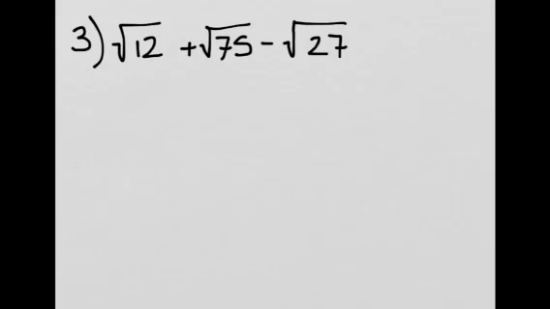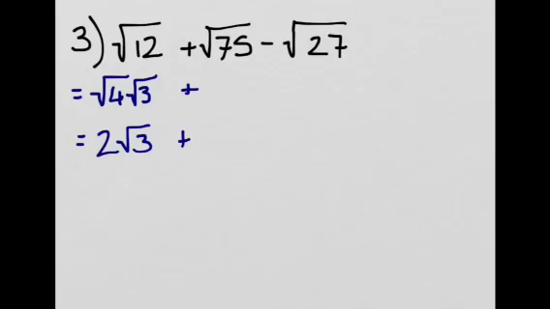The highest square factor of 12 is 4, and that's paired with 3 because 4 times 3 is 12. So I can rewrite the square root of 12 as the square root of 4 times the square root of 3. The reason we pick this square factor is so that when I'm left with the square root of a square number, I get a nice whole number at the start. So root 12 simplifies down to 2 root 3. I'll let you have a go for root 75 and the square root of 27.